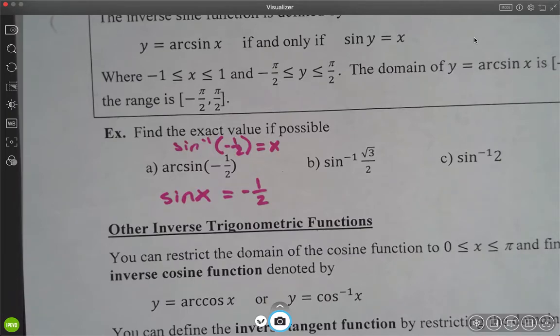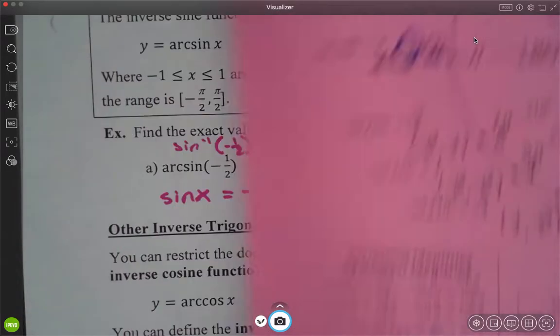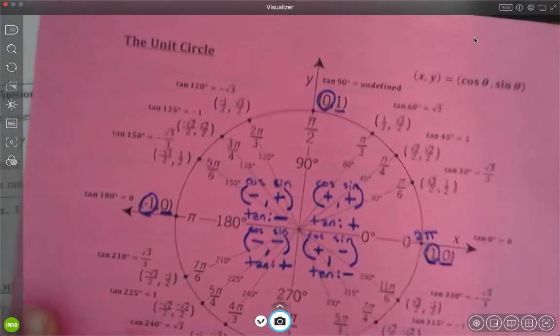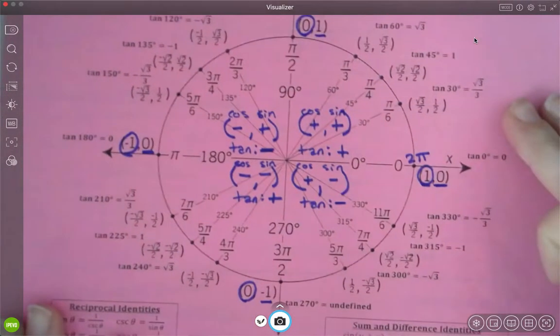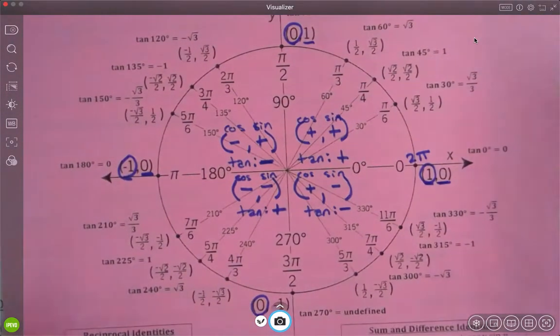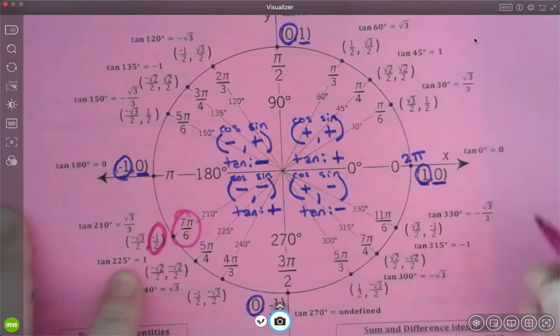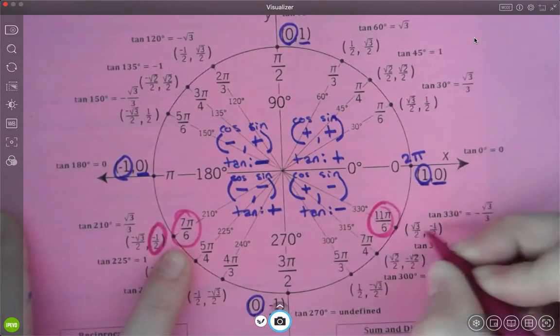Where can I take sine and have it be -1/2? Does that make sense? Yes? Okay, now here's the issue. Here's where the inverse domain comes into play. Let's look at your unit circle. Which one is sine, x or y? Sine is y, right? So where is sine -1/2? There should be two places on your unit circle. One is 7 pi over 6, and -1/2 is also here at 11 pi over 6.